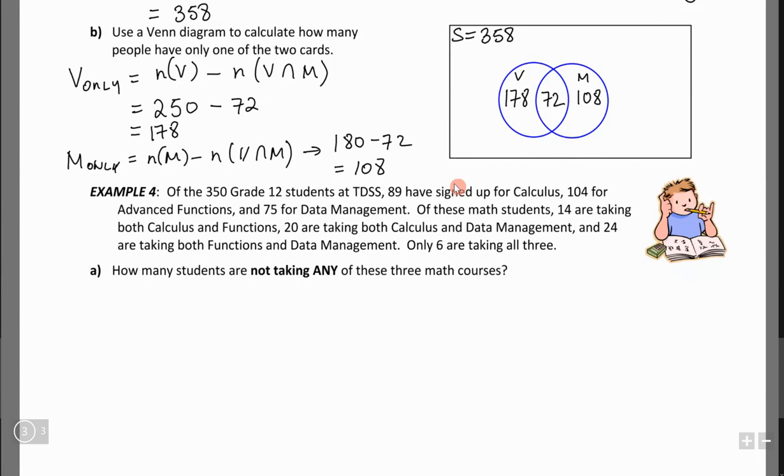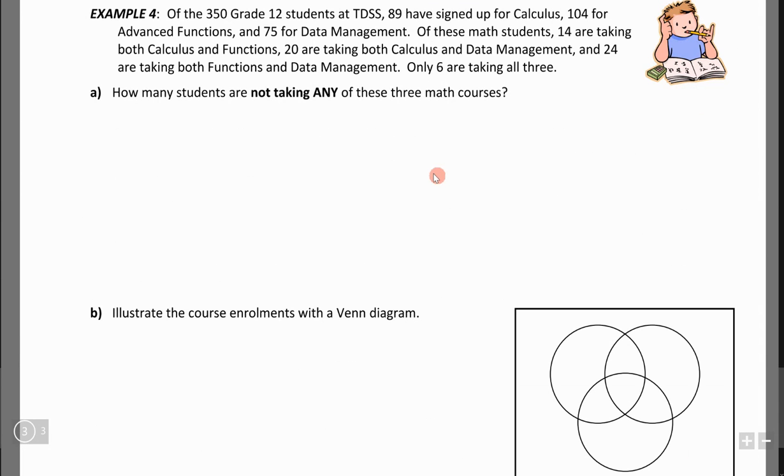All right. So example 4, of the 350 grade 12 students at TDSS, 89 have signed up for calculus, 104 for advanced functions, and 75 for data management. Of these math students, 14 are taking both calculus and functions, 20 are taking both calculus and data management, and 24 are taking both functions and data management. Only 6 are taking all 3. How many students are not taking any of these 3 math courses?